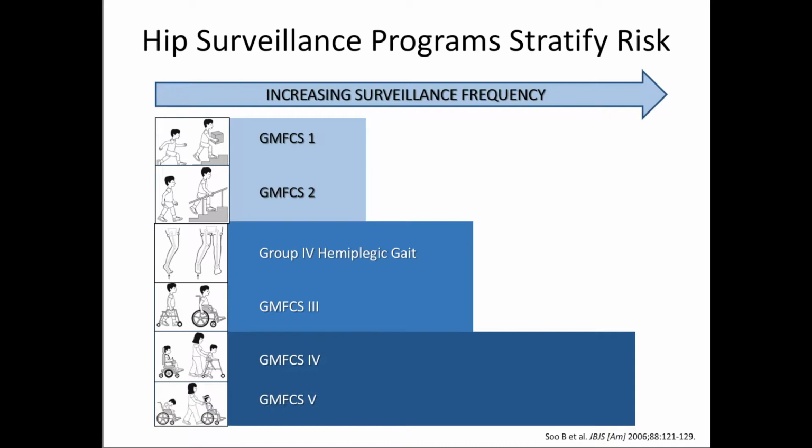And the frequency of surveillance, that is the frequency of x-rays and physical exams, will increase as the child's GMFCS level number increases. Here you can see the GMFCS 1 or 2 children, the most functional, have the least amount of surveillance. Those with group 4 hemiplegic gait and GMFCS 3 levels will have an intermediate amount of surveillance, and those at the highest risk, GMFCS 4 and 5 children, will have the most surveillance over time.